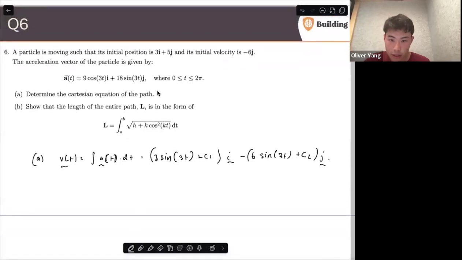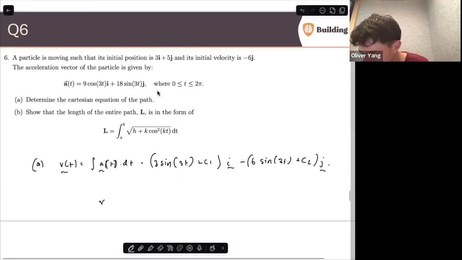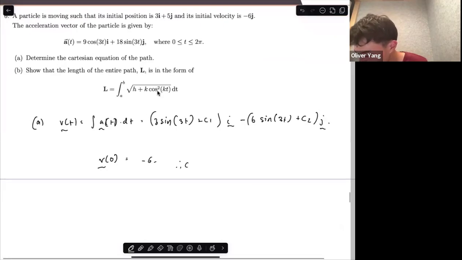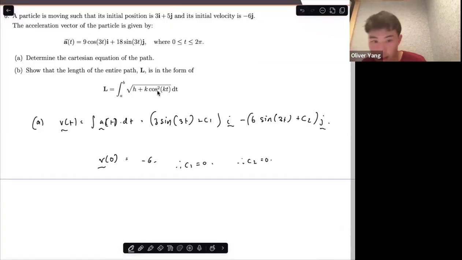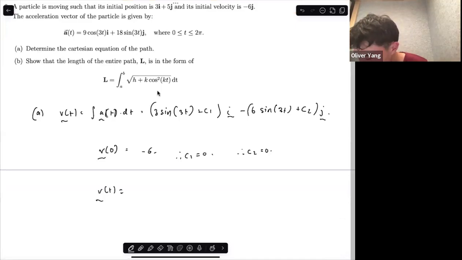And then we've got initial conditions for velocity. Initially our v of 0 is negative 6, and that means c1 will obviously be 0, so c1 equals 0. And if we sub it in to the negative 6 here, that means c2 will be 0 as well. Okay, cool.